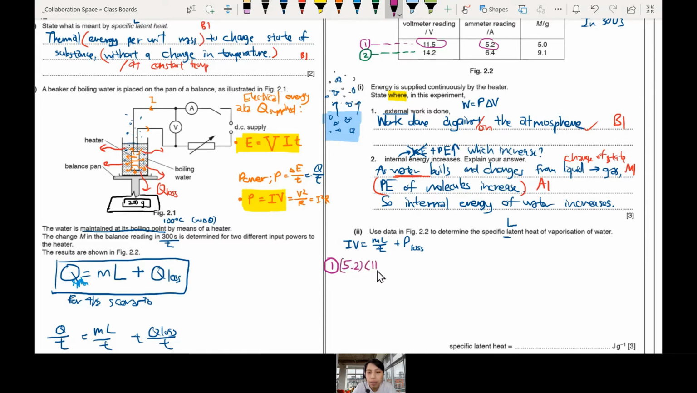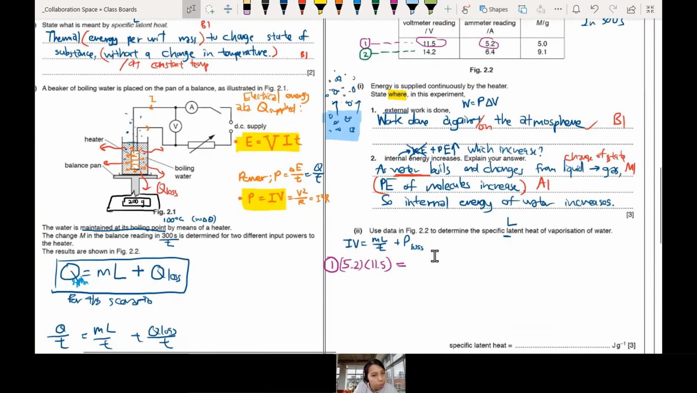5.2, 11.5 equals to, what is this M? Oh, the mass that become gas. So we lost 5 gram in 300 seconds. So we plug it in.